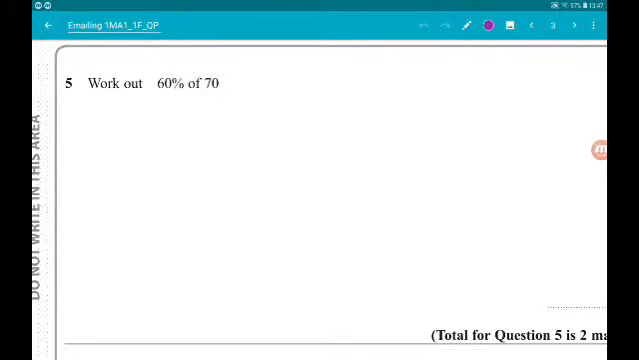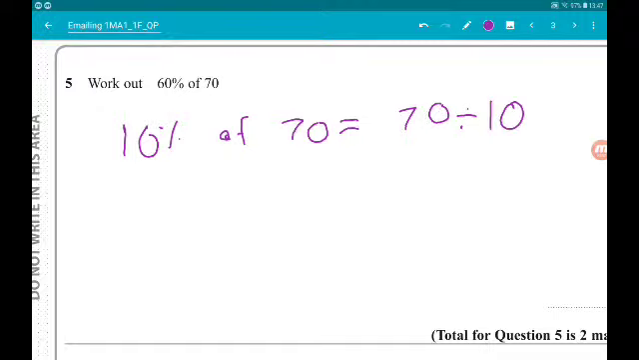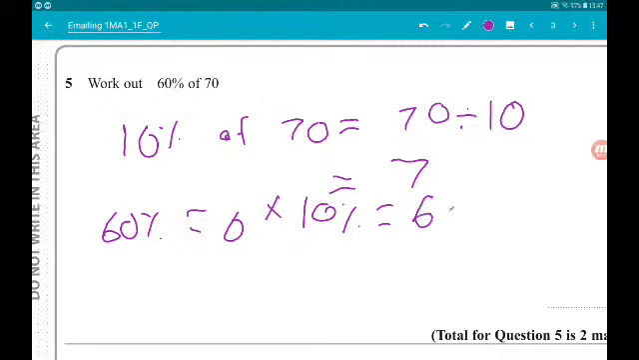Number 5 wants us to work out 60% of 70. Okay, so work out 10% first of all. To find 10% of any number, you divide it by 10. So 10% is 7. Now 60% is 6 times 10%, which is 6 times 7, which is 42.